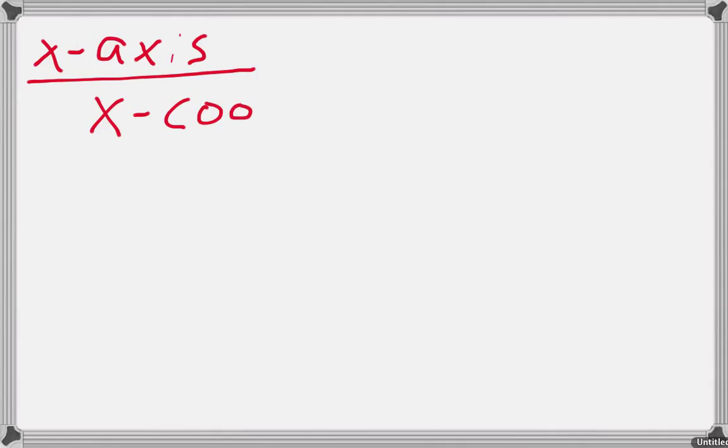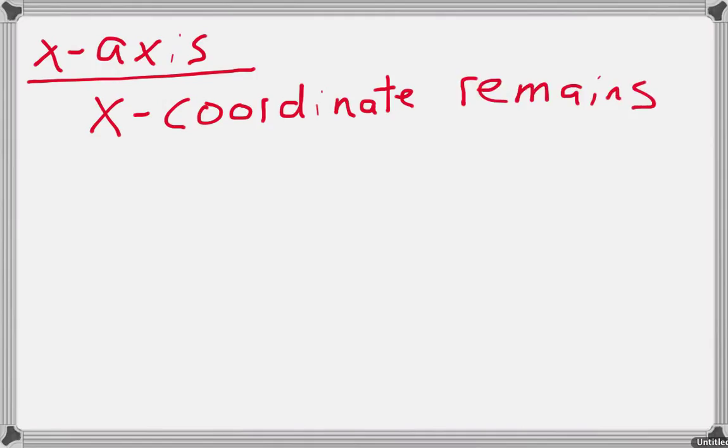If you're going to do a reflection off the X axis, your rule is pretty simple. The X coordinate remains the same. Okay, so I'm just going to write that down.